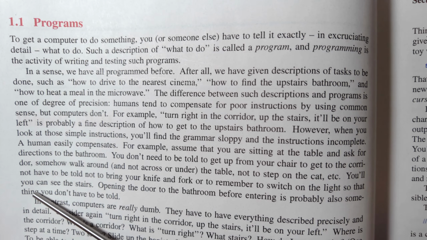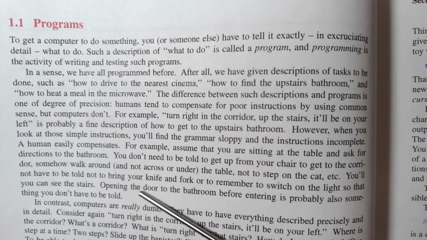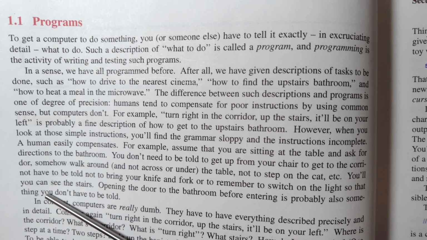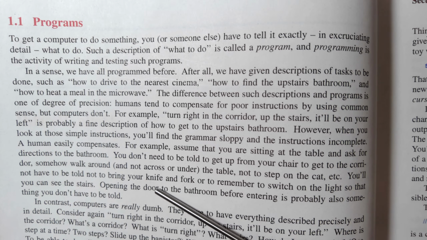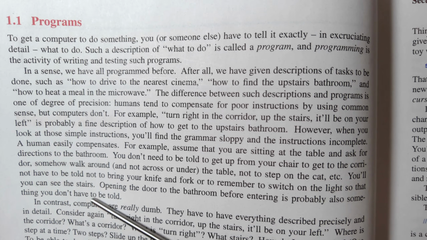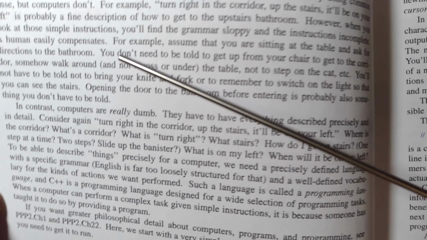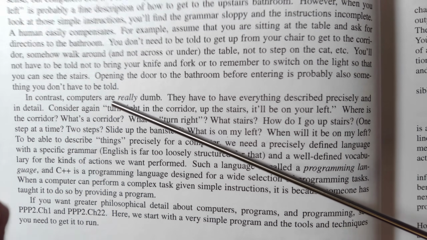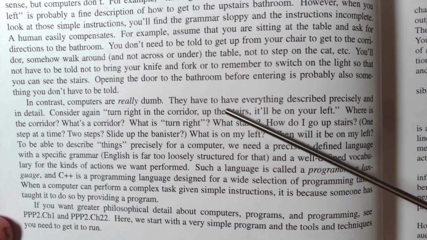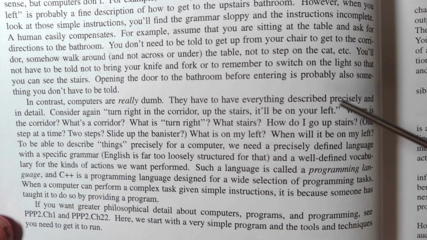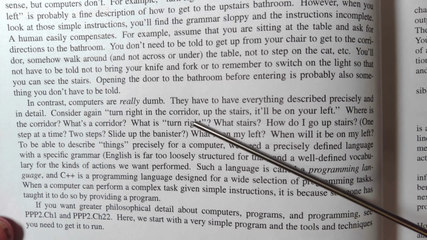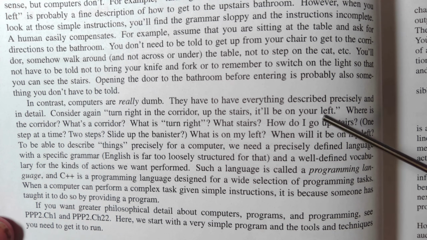You do not have to be told not to bring a knife or fork, or to remember to switch on the light so that you can see the stairs. Opening the door to the bathroom before entering is probably also something you don't have to be told. In contrast, computers are really dumb. They have to have everything described precisely and in detail. Consider again, turn right in the corridor up the stairs. It'll be on your left.